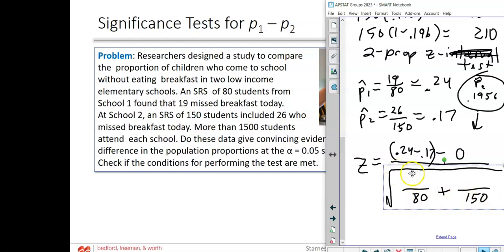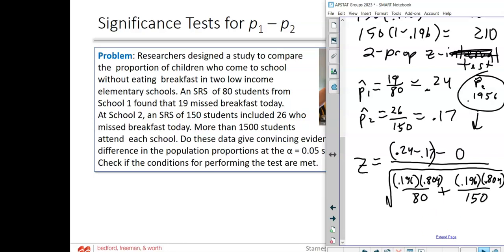The numerators are PQ. So it's going to be 0.1956. I'm just going to say 0.196 times Q, which is 1 minus 0.196, or I think that's 0.804, is my guess there. And then again, PQ, so it'd be 0.196 times 0.804. Okay, and you type that guy into your calculator. It's a monster, right? And you'll get the z value at that point.